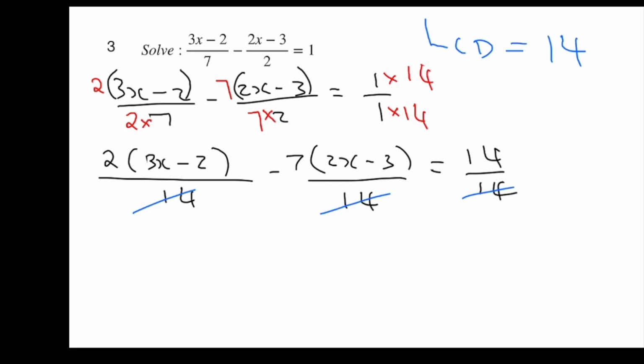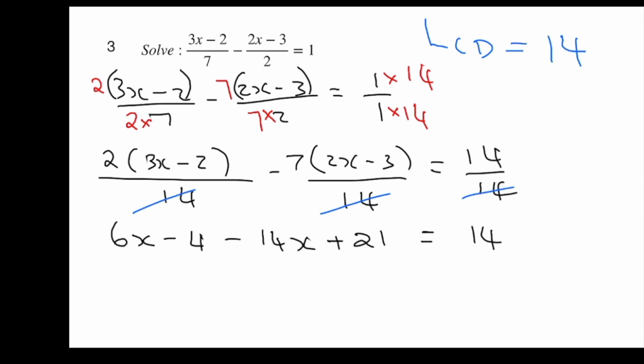So then distribute the 2 into the bracket. That gives you 6x minus 4. Distribute the negative 7 as well. That gives us negative 14x plus 21. And all that is equal to 14.